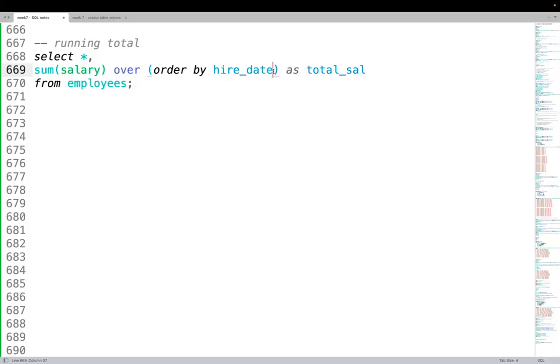That means the initial hire date will be at the top, and the highest hire date, that means someone who is hired very late, will be at the bottom. Now, after that, sum of salary. So it starts doing a running total. That means if we talk about the first row, it will just give salary of first row. If we talk about row number two, it will just add up one and two. If we talk about three, it will add up one, two, and three. So till this third row, the total sum it will give us.